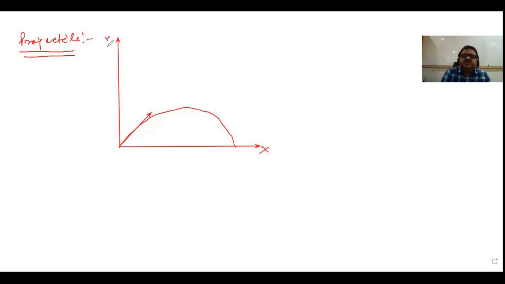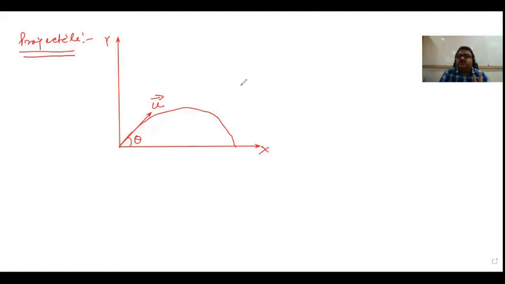Some of the important things you have to know: the velocity with which we are projecting this football, or a particle or a body, or it may be anything, is called the initial velocity of projection. This angle is called the angle of projection. Clear?